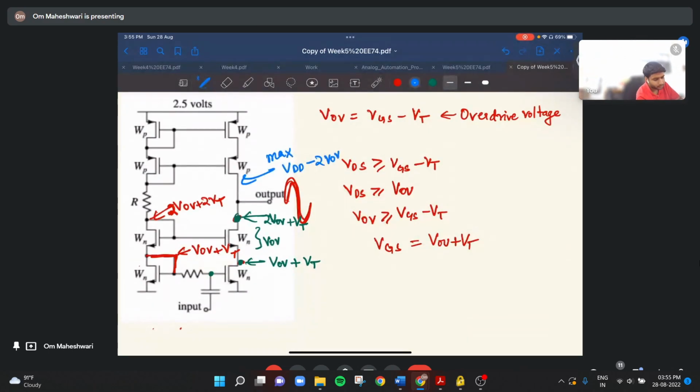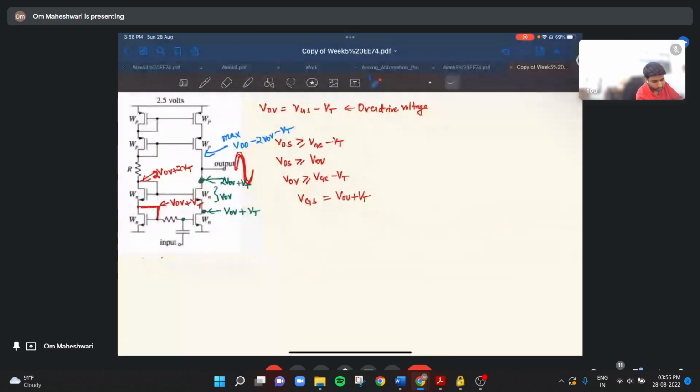VDD minus 2 VOV minus VT. So this is the maximum and this is the minimum. So the swing is the difference between the maximum and the minimum. The swing will be VDD minus 2 VOV minus VT minus 2 VOV. So it will be VDD minus 2 VT minus 4 VOV.